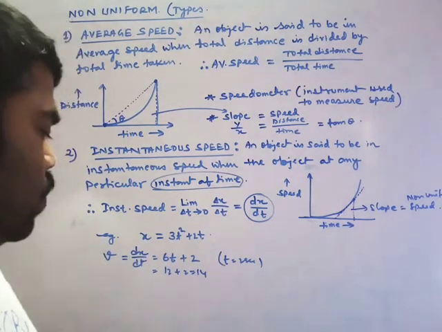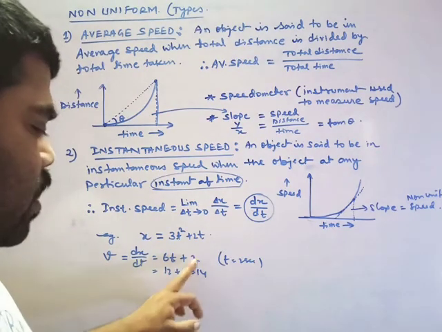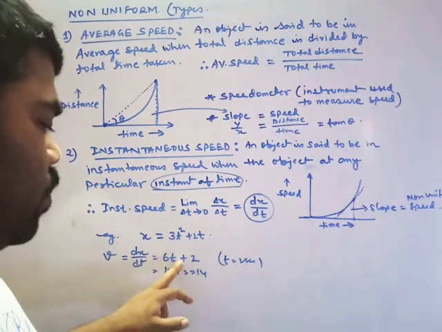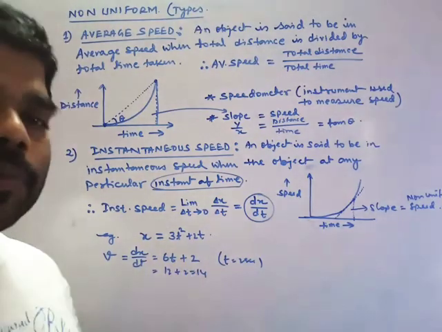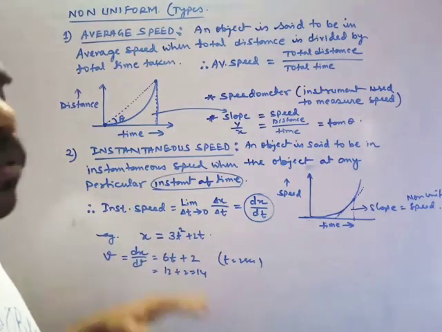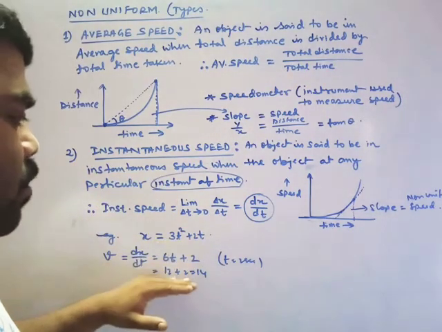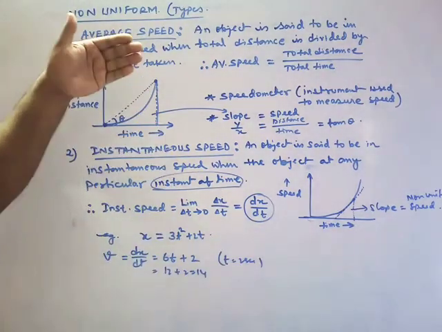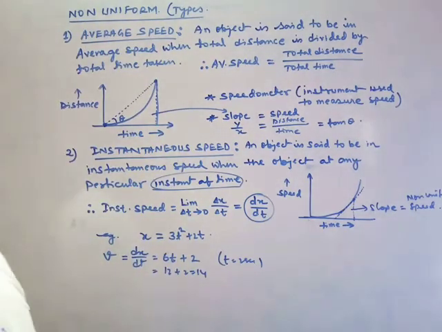But if I ask you what was your speed initially, then you will say time equal to 0. Put time 0 and you reach the initial point, so it was 2, which means according to this given equation, the speed did not start from 0. So we can find this instantaneous speed by the equation and with the help of the graph, and not only this, we can find the average speed also.